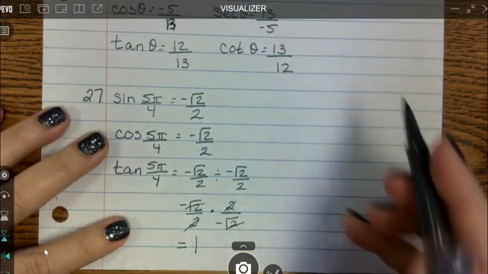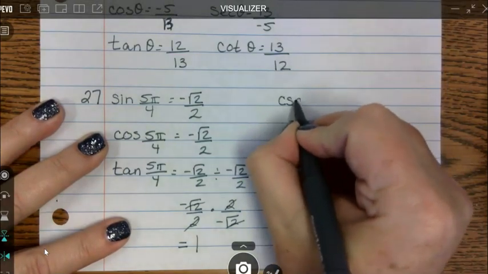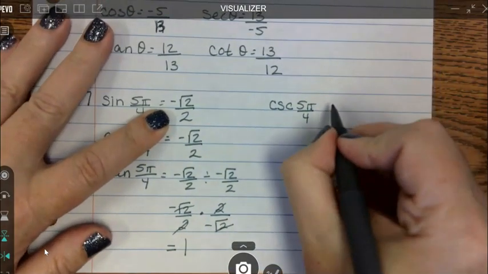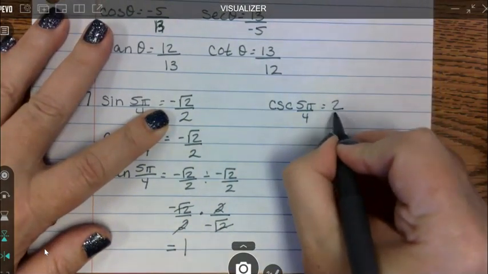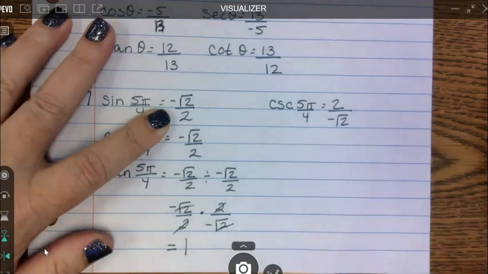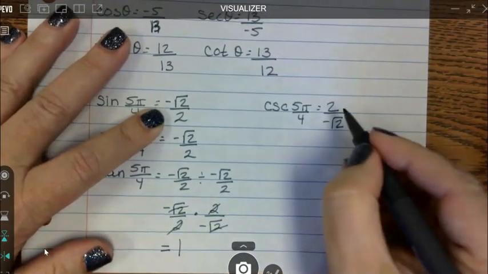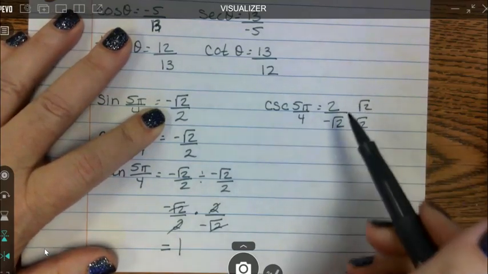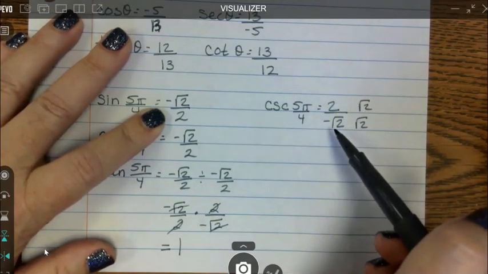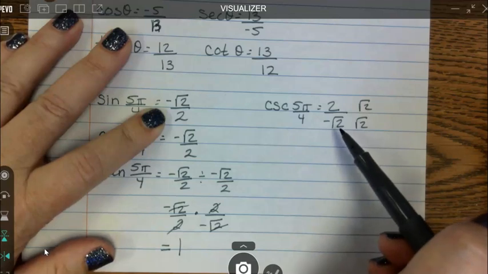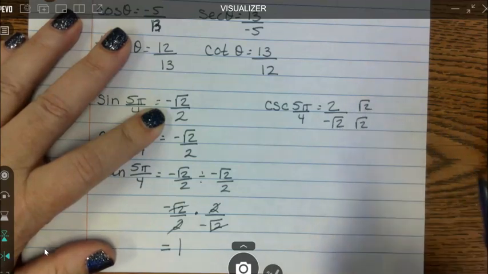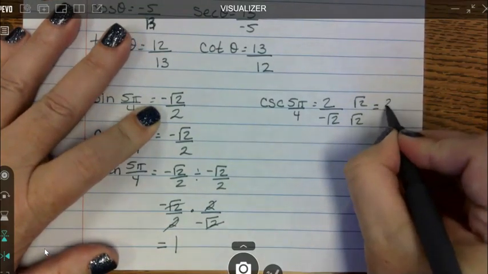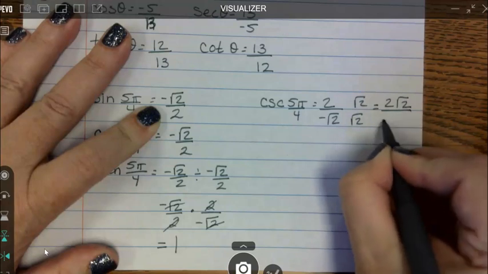Okay. So now we're going to go find our cosecant of 5 pi over 4. Remember, we got to flip this. 2 over negative square root of 2. Okay. So we're going to multiply square root of 2 and square root of 2. Now, some of y'all will probably ask, what do we do with the negative? We can leave it there, or you can multiply. It actually does not matter. Okay. So here we're going to get 2 square roots of 2 over negative 4.